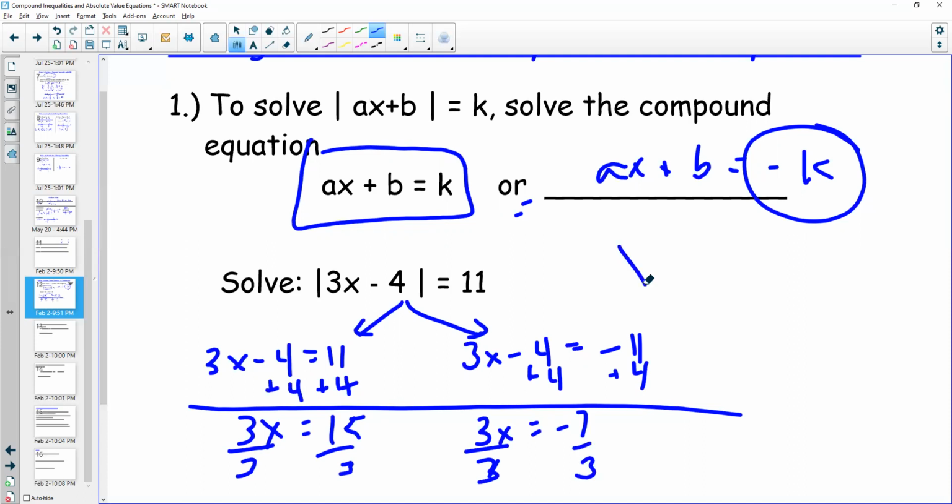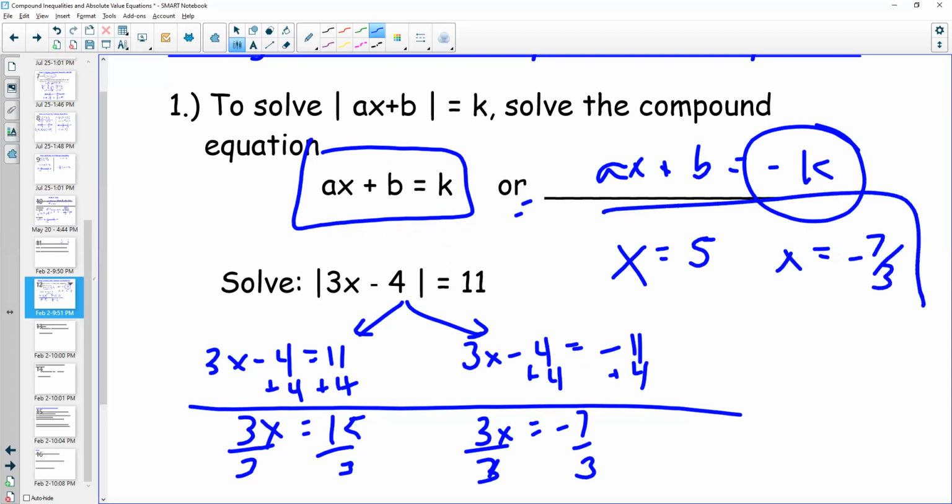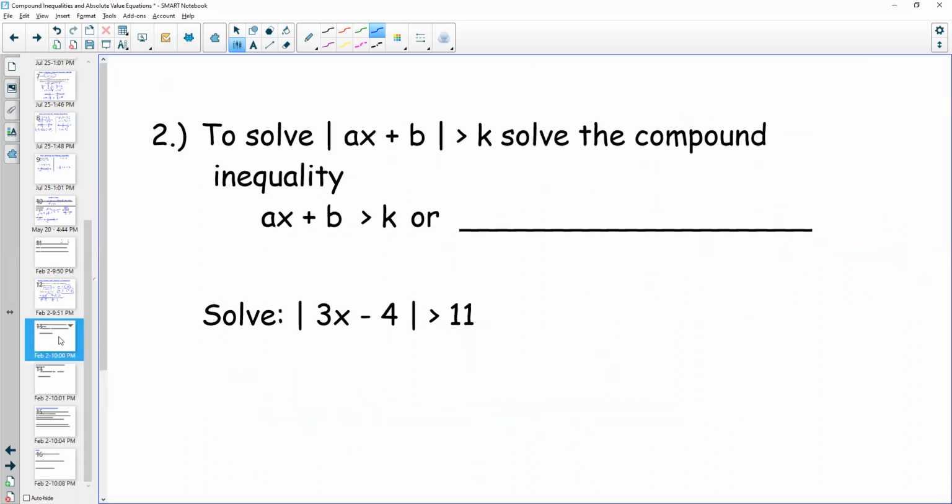So I get x equals 5 and x equals negative 7/3. There's 2 answers to this. So those are the numbers I would put in for x. I take the absolute value after I solve and get 11. There's going to be two options.